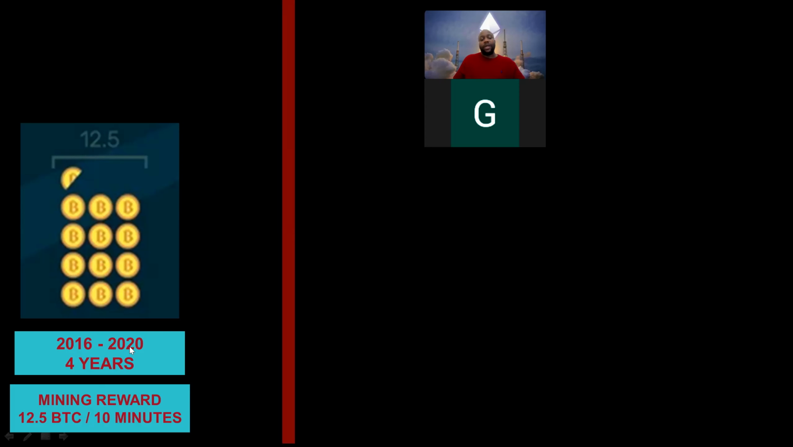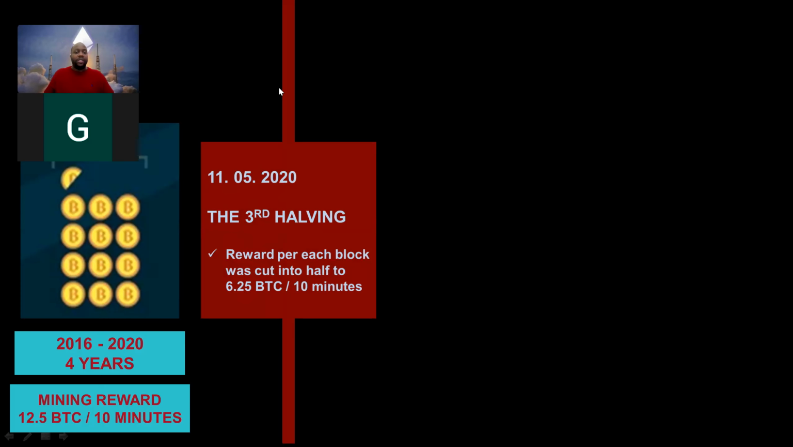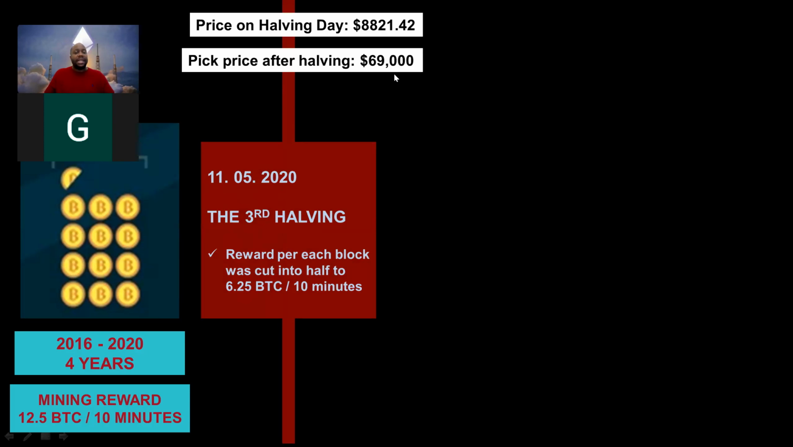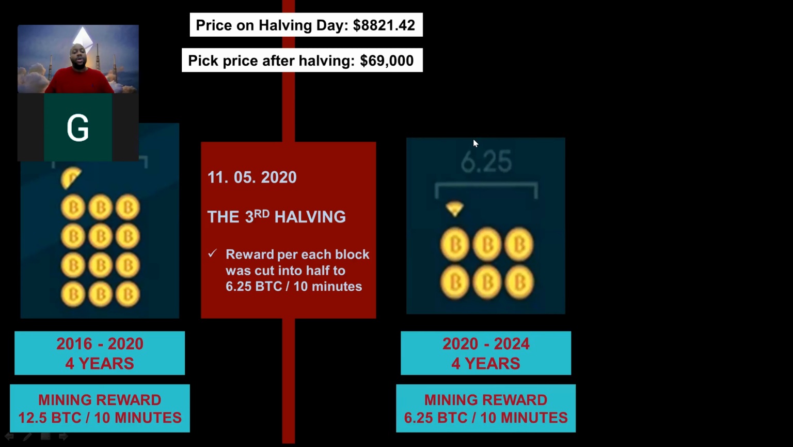This went on up to 2020. On 11th of May 2020, the third Bitcoin halving took place, and the supply was cut in half to 6.25. The price of Bitcoin on halving day was 8,821, and after the halving it went up to 69,000 US dollars. So per 10 minutes, or per block, we now only get 6.25 Bitcoins.